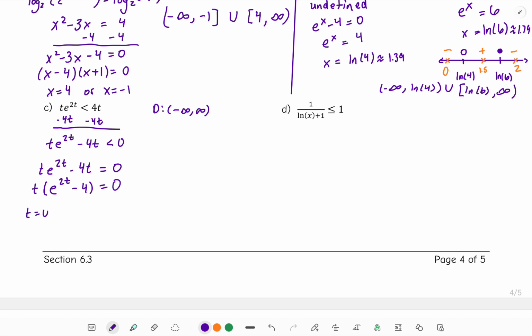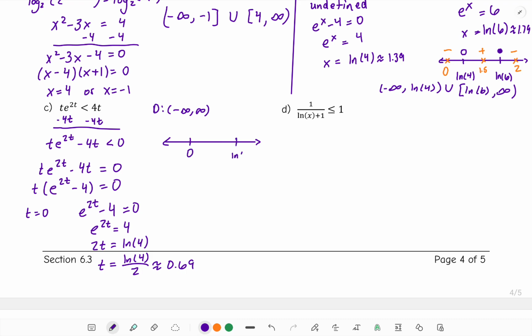So we get t equals 0, or e to the 2t minus 4 equals 0. Add 4. Take the ln of both sides. And then divide by 2. Which is approximately, what would that be, 0.69 about. Plot this on your sign chart. Our zeros are 0 and ln of 4 over 2.